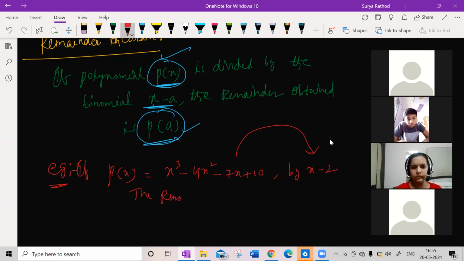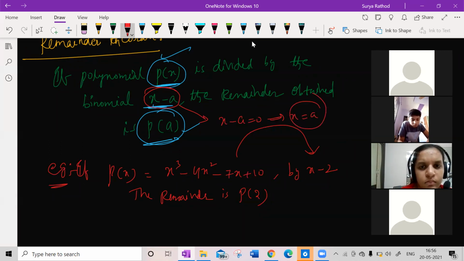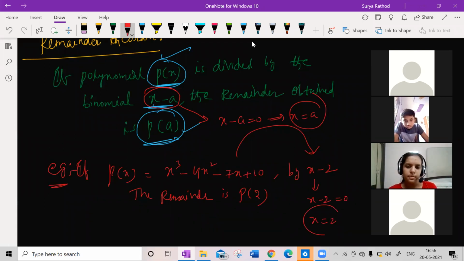The remainder is P of 2. Why? Because x minus a, I told you, means I need to equate it with 0. Then I get x is equal to a, as I just told you. Here, equating x minus 2 with 0, I get x is equal to 2. So my remainder is P of 2. If I find P of 2, that is going to be my remainder. This is what the remainder theorem says to us.